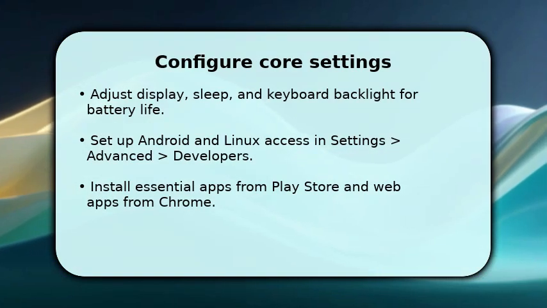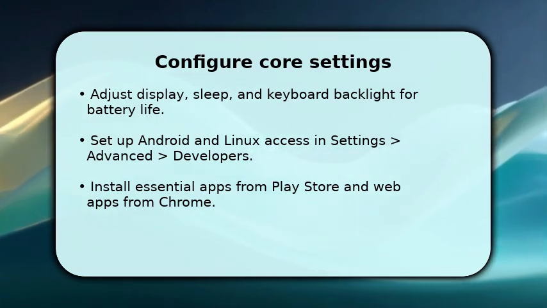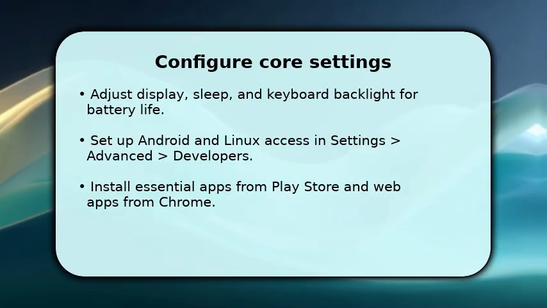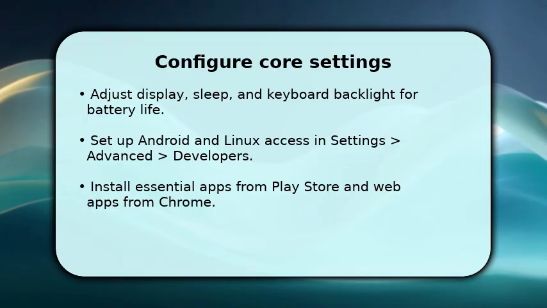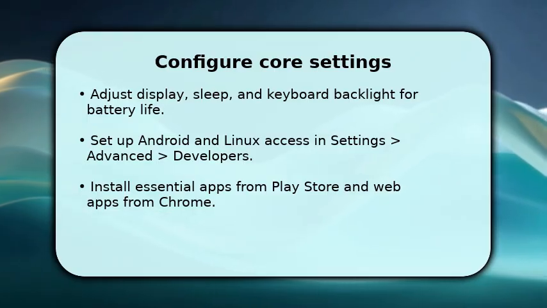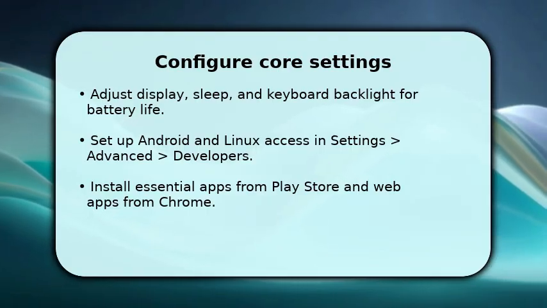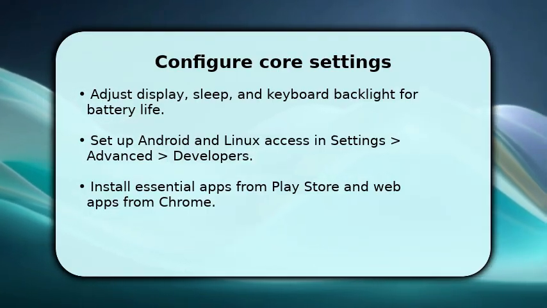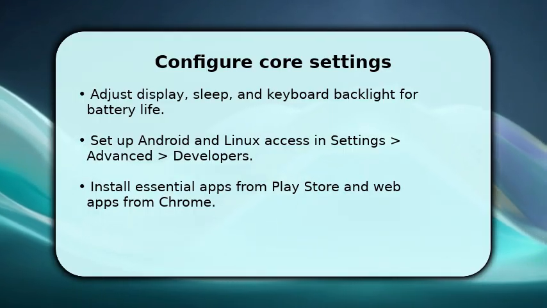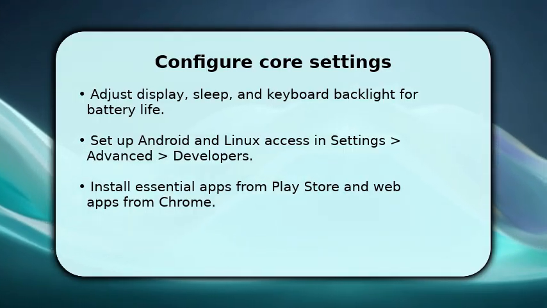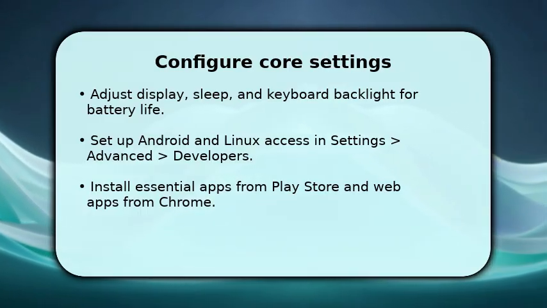Now you configure the middle layer. Open settings and adjust display brightness, screen timeout, and keyboard backlight to extend battery life. Turn on Android apps and, if you need development tools, enable Linux Beta under Developers. This gives you broader app access and terminal tools. Next, install core apps from the Play Store and add progressive web apps from Chrome for fast launch. Make sure to organize apps into folders on the shelf so you can find them quickly and stay productive.